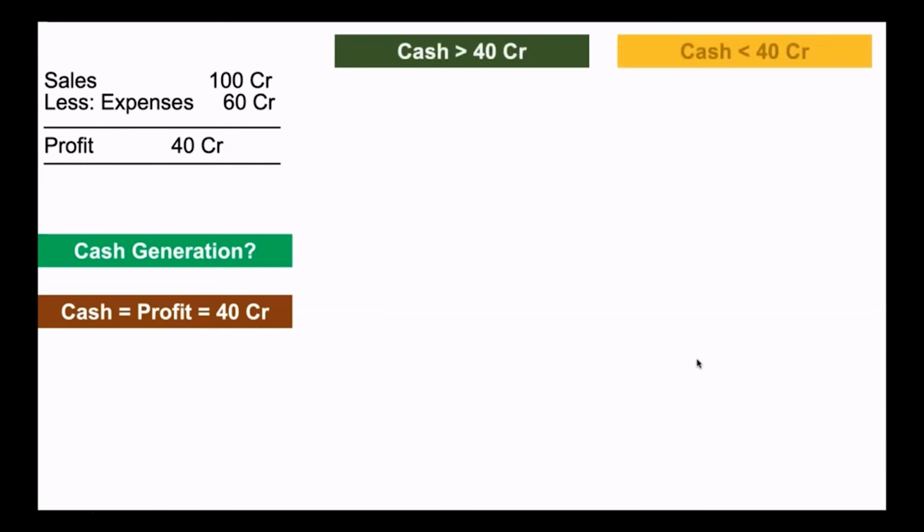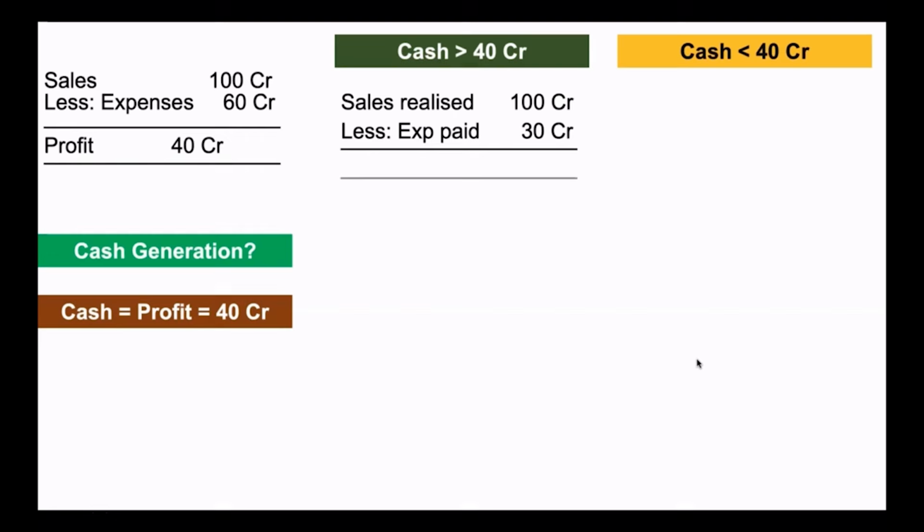The cash generation can be equal to profit when they have realized their entire sales of 100 crore and paid their entire expenses of 60 crore. It means 100 crore had come in and 60 crore had gone out. So the profit will be equal to cash. But it can also be greater than 40 crore, it can also be less than 40 crore. It can be greater than 40 crore when you have realized the entire sales and you have paid only part of the expenses. So here you have cash as 70 crore.